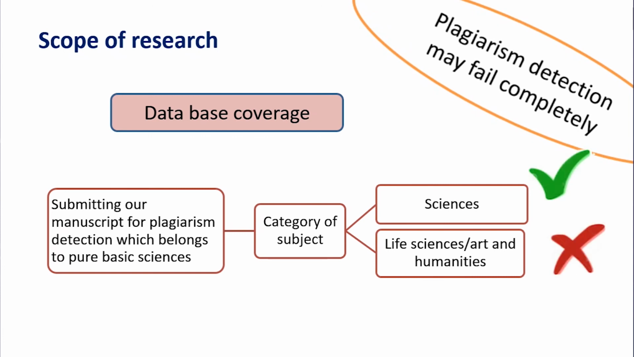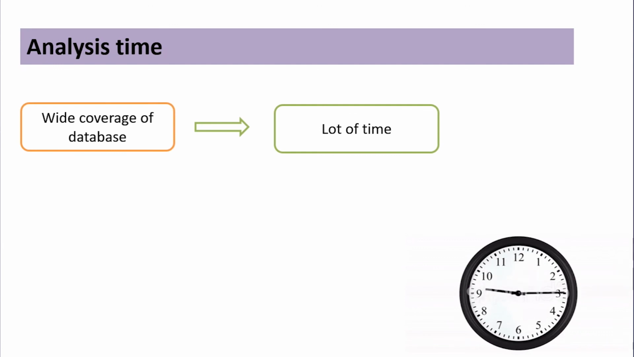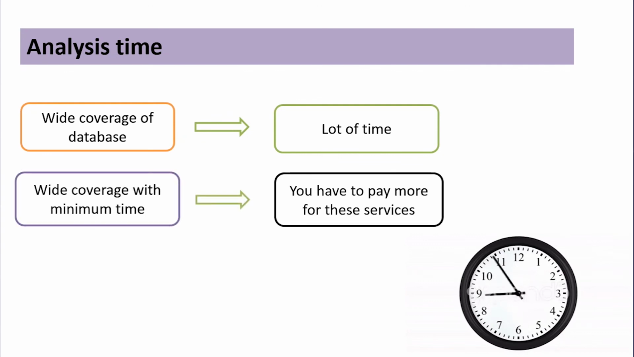The next factor is analysis time. So as you know, time is very crucial, and technology has made it possible to minimize the time required for computational analysis. If any plagiarism detection service has a wide coverage of database, generally it will take a lot of time. And if we want to go for a wide coverage with minimum time, then we have to pay more for these services.